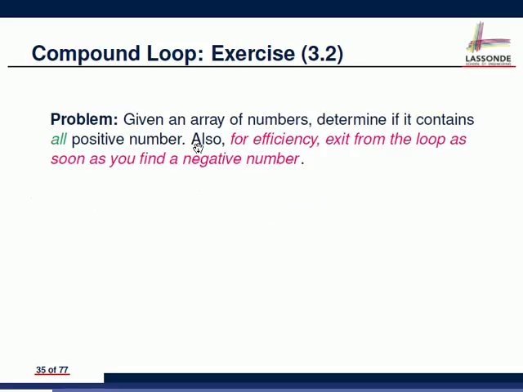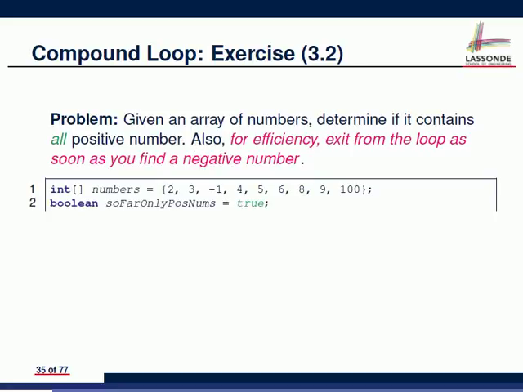Let's say I change the problem just a little bit. Given an array of numbers, determine if it contains at least one positive number. In this case, how should I change the code? If I'm solving the second kind of problem, where at least one element satisfies the property, the initial value would be false, which means so far I have not found any satisfaction case yet.